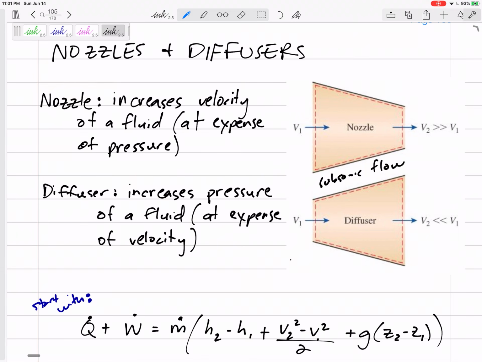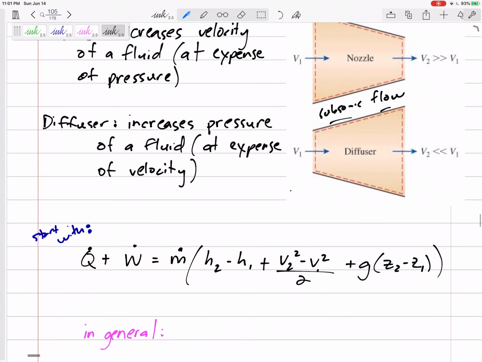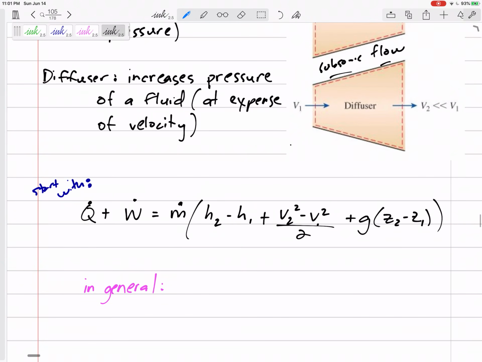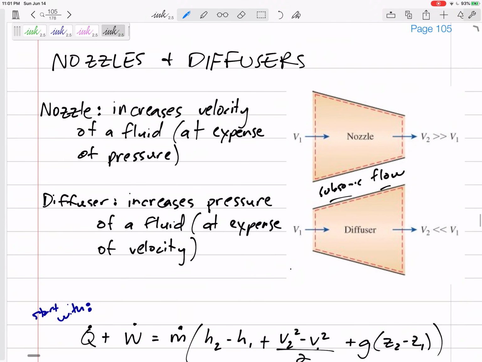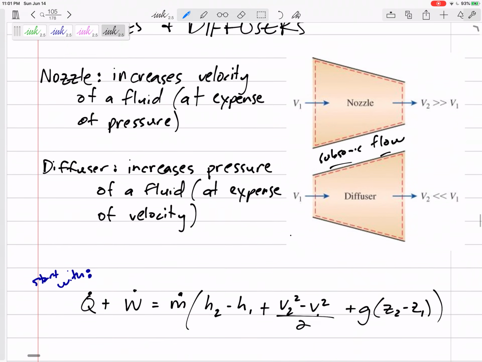Nozzles and diffusers either increase the velocity or decrease the velocity, right? A nozzle increases the velocity, a diffuser decreases the velocity if we're in subsonic flow, by changing the cross-sectional area. If we start with Q plus W equals m dot, because this is one inlet and one outlet, a diffuser is just a backwards nozzle, right? You just flip the same device.